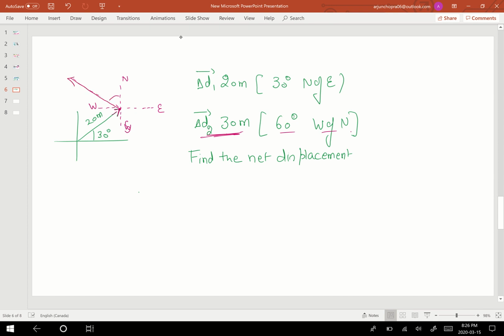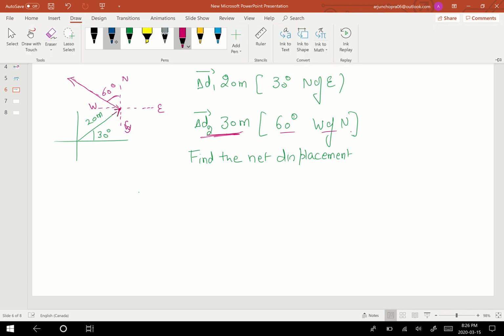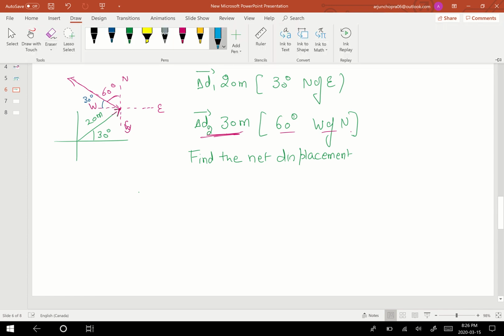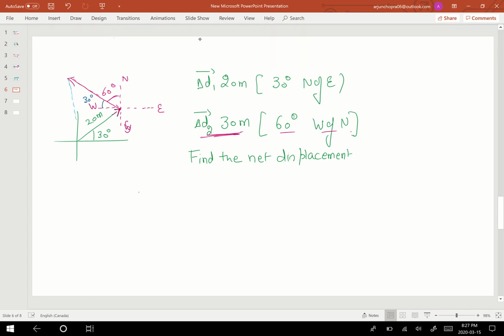West of north, this is a 60 degrees angle. And if I wanted to represent it with respect to the horizontal axis, this angle becomes 30 degrees. All right. So this is the information given to me. I wanted to find the net displacement. So net displacement means he will be somewhere here from the origin point. That's what I wanted to find. And this is 30 meters.